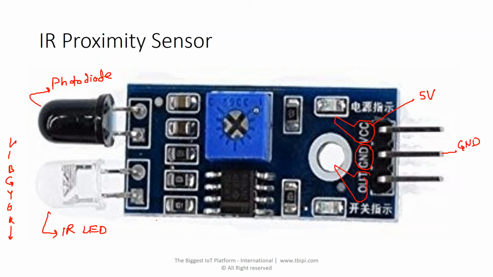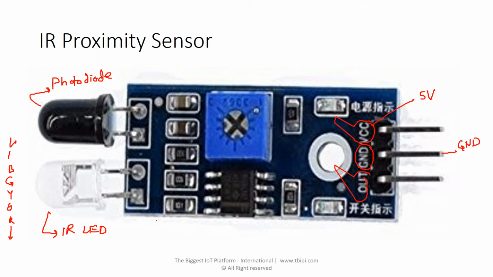So whenever there is no object in front of the sensor, the light will go straight, it will not reflect back. And whenever there is an object, it will reflect back onto the photodiode. Now a photodiode is a kind of diode which allows current to pass through it whenever light is falling. More light, more current it will allow to pass. Less light, less current it will allow to pass. This principle is used to detect the presence of an object.